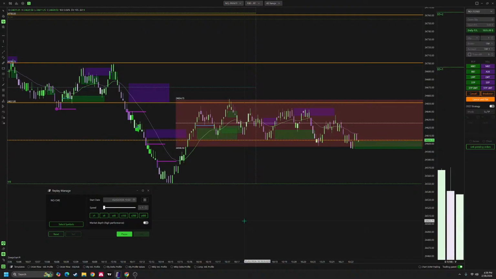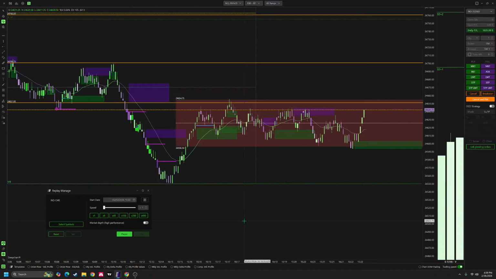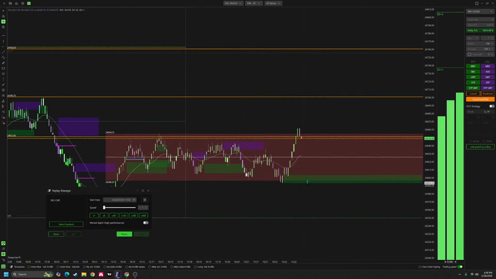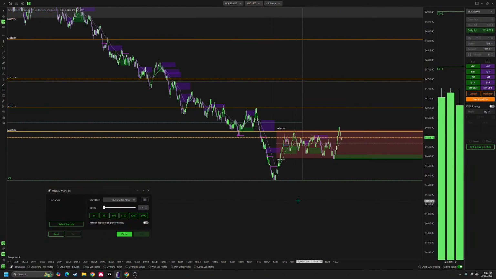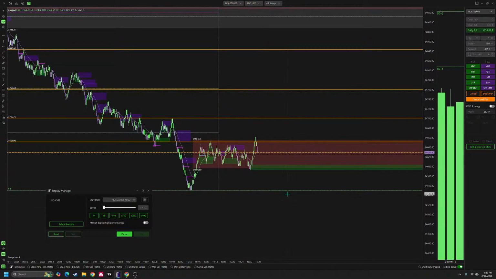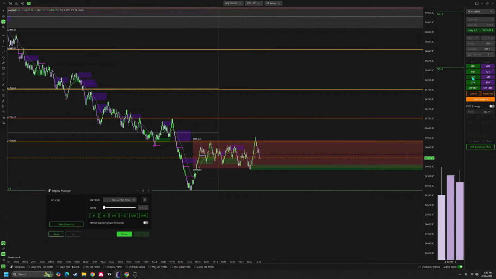Then I tried to change my bias to short. It was wrong. Then I changed it back to long, and it was wrong. So I'm just getting smashed today. And it looks like we may be moving up. We have another zone. Do we take the zone? Do we trust it? Well, let's do it.